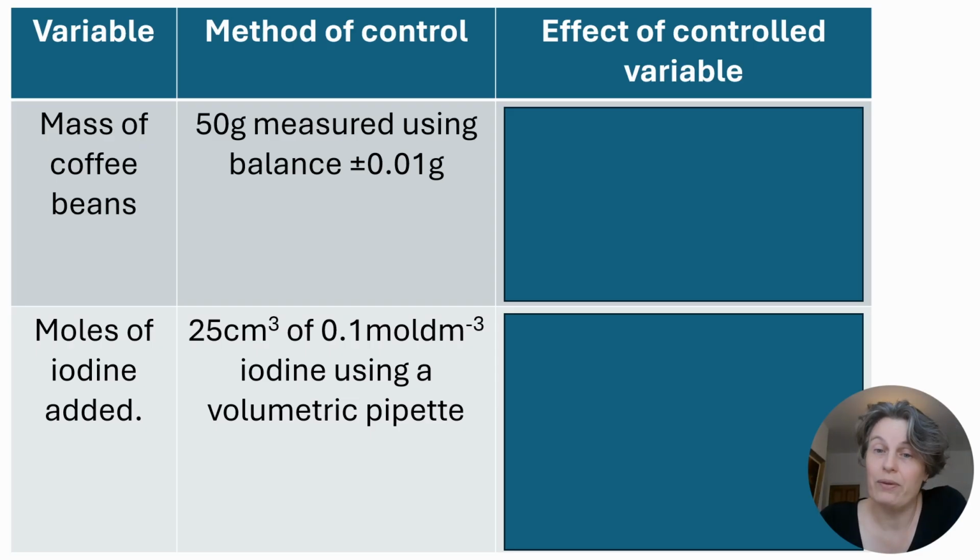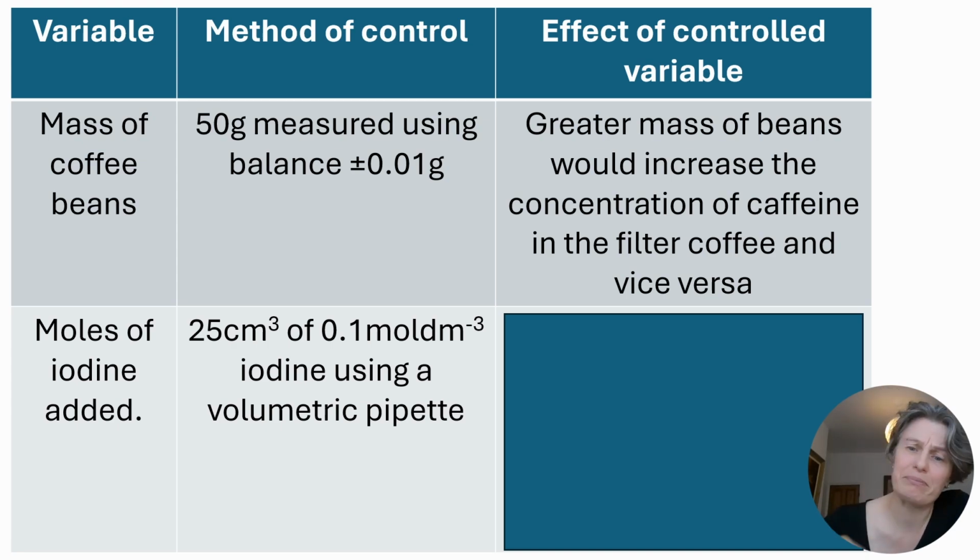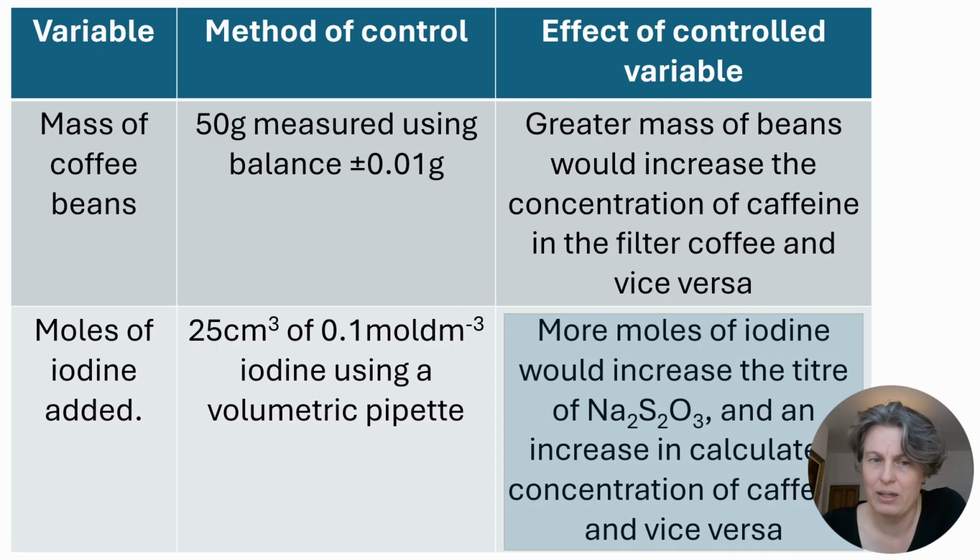You should also be talking about why you're doing that and how it affects your data. So for the first one, if I had more beans than 50 grams, when I made the coffee that I was testing, that coffee would be more concentrated, it'd have more caffeine in it, and therefore I would overestimate the amount of caffeine per 100 grams of coffee beans. If I added too much iodine, then when I did the titration, again, I would be overestimating the concentration of caffeine once I process my data.